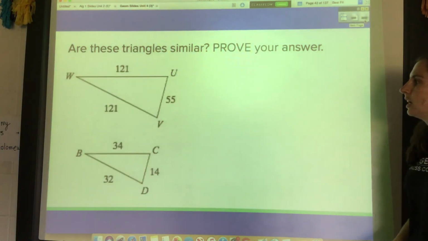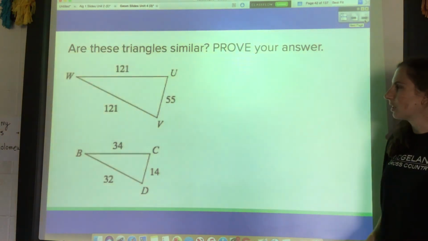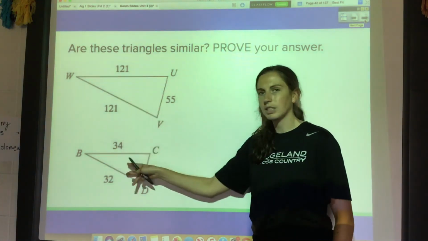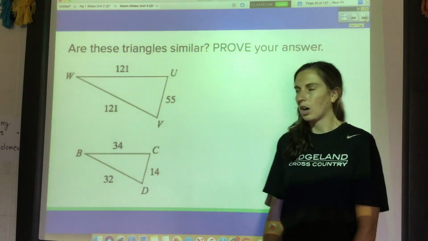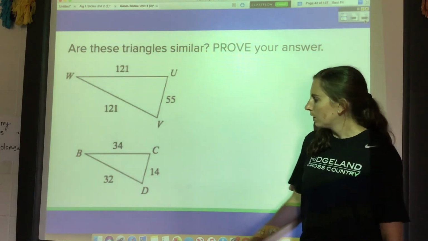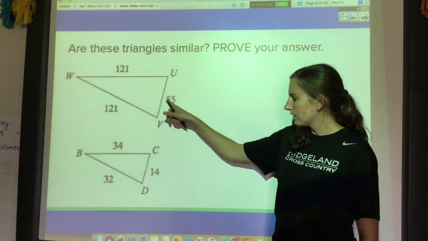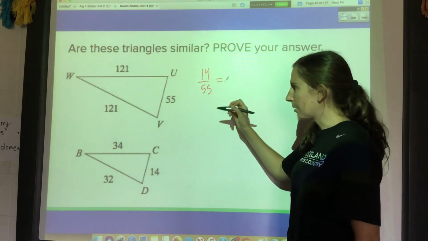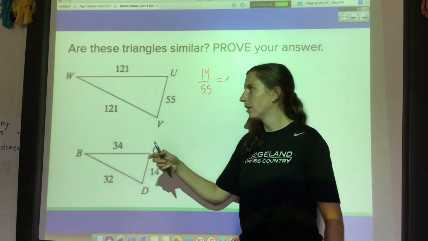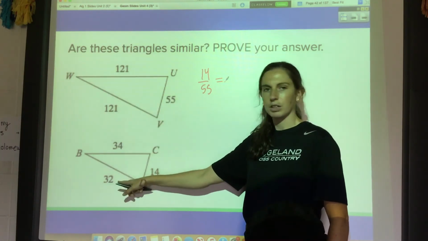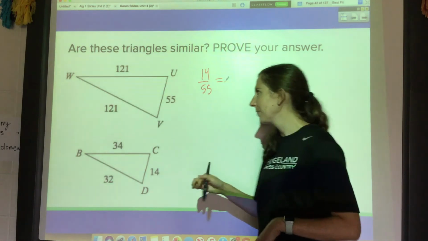Okay. On this one, I want to prove if they're similar or not. I'm not given any info on the angles here, just the sides. So I'll need to test and see if these sides are proportional. So does this little one to this little one, so 14 to 55, is that the same as, well, you're probably already noticing, these are both 121. These are not both 34, so probably not the same.